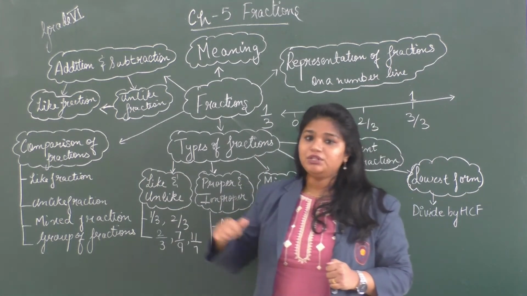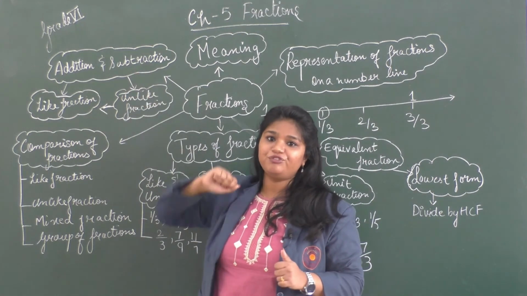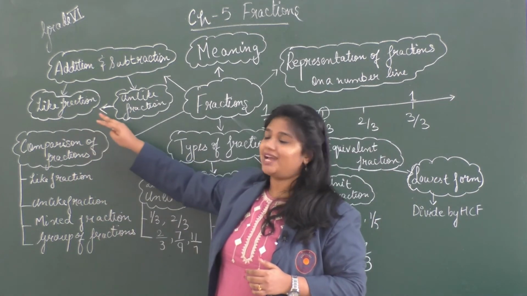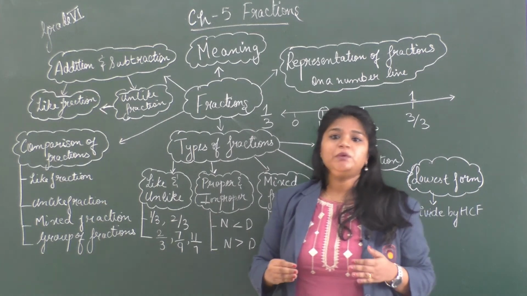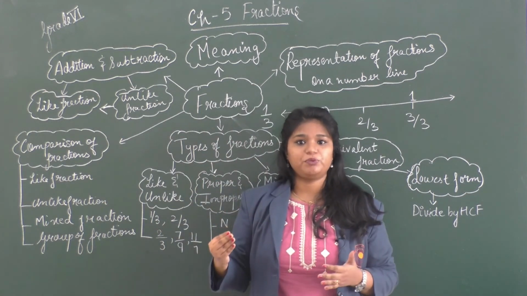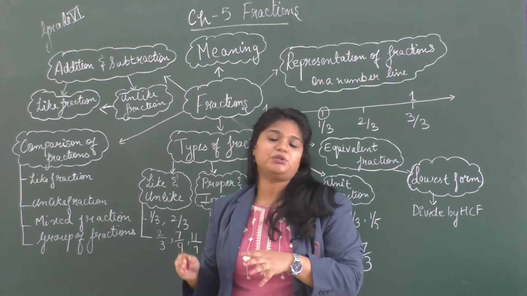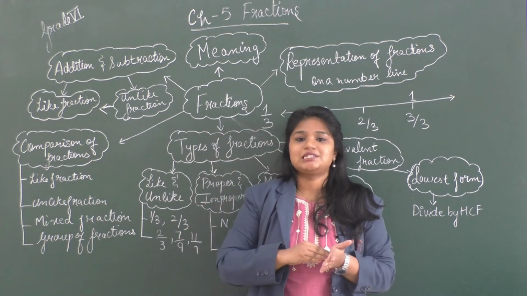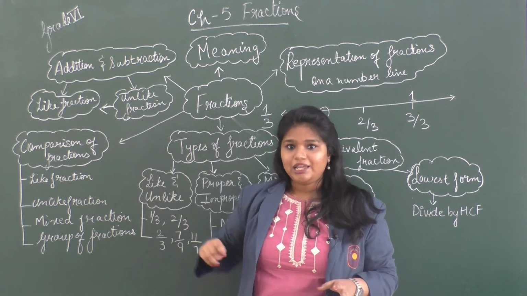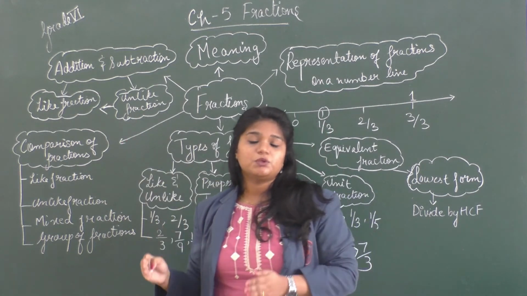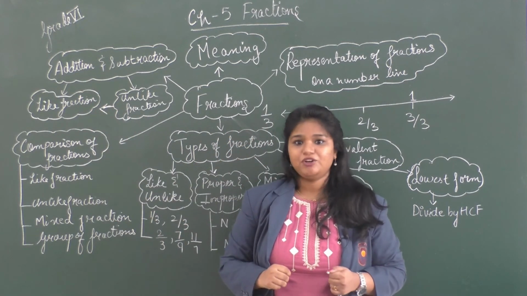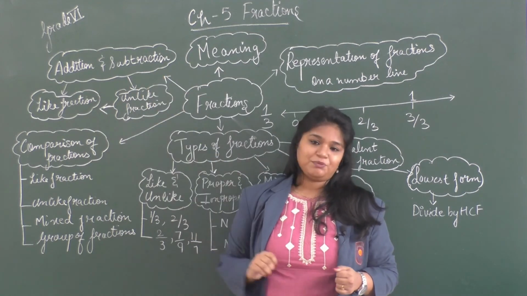Last we learned about addition and subtraction of fractions. We learned addition and subtraction of like fractions and unlike fractions. When we need to add and subtract like fractions, we just perform the operation on the numerators and the denominator is left as it is. When we have to add or subtract unlike fractions, we first convert unlike fractions into like fractions and then perform the required operation of addition or subtraction.